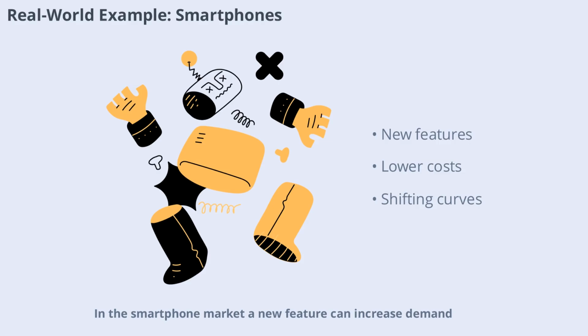In the smartphone market, a new feature can increase demand, shifting the demand curve right. If production costs fall due to better technology, supply increases, shifting the supply curve right. The interaction of these shifts determines the new equilibrium price and quantity.